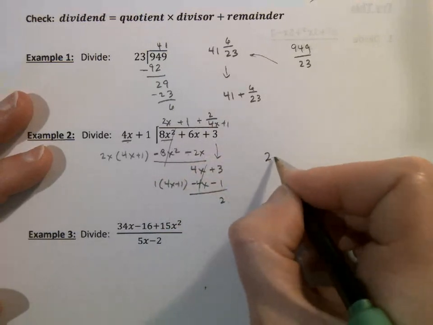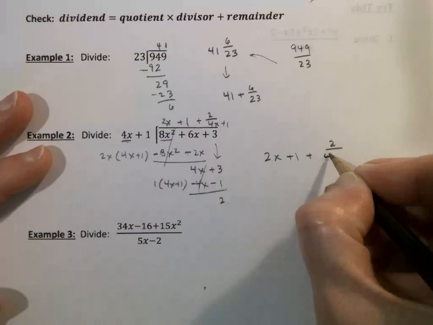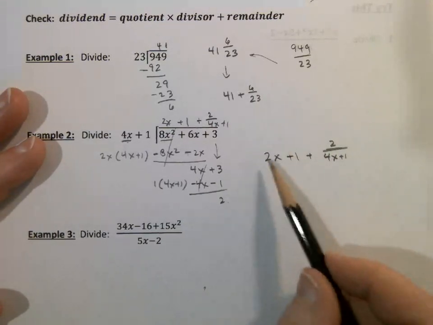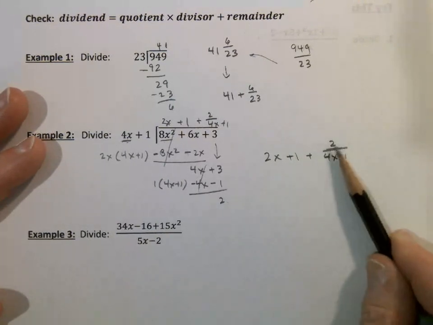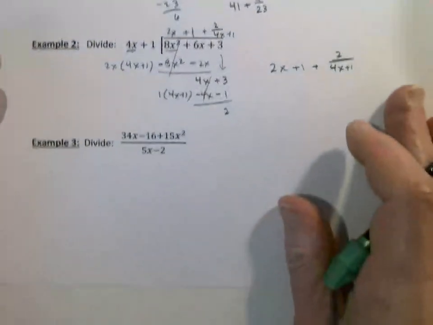So let me write this out again. 2x plus 1 plus 2 over 4x plus 1. So this is my whole number in essence, and this is my fractional part, my remainder. Okay, let's look at another one.